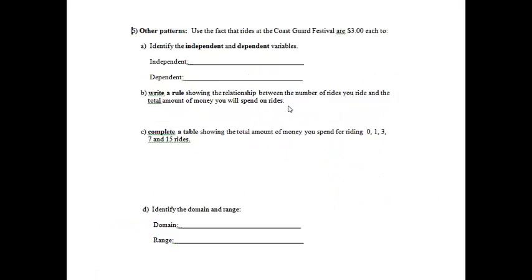Number 6, other patterns. Use the fact that rides at the Coast Guard Festival are $3 each to, first of all, identify the independent and dependent variables. So first of all, what do I totally have control over? I have total control over how many rides. So I'm just going to put my independent will be the number of rides. Okay, my dependent, what's going to depend on that? It will depend how much I have to pay. So cost I will pay.